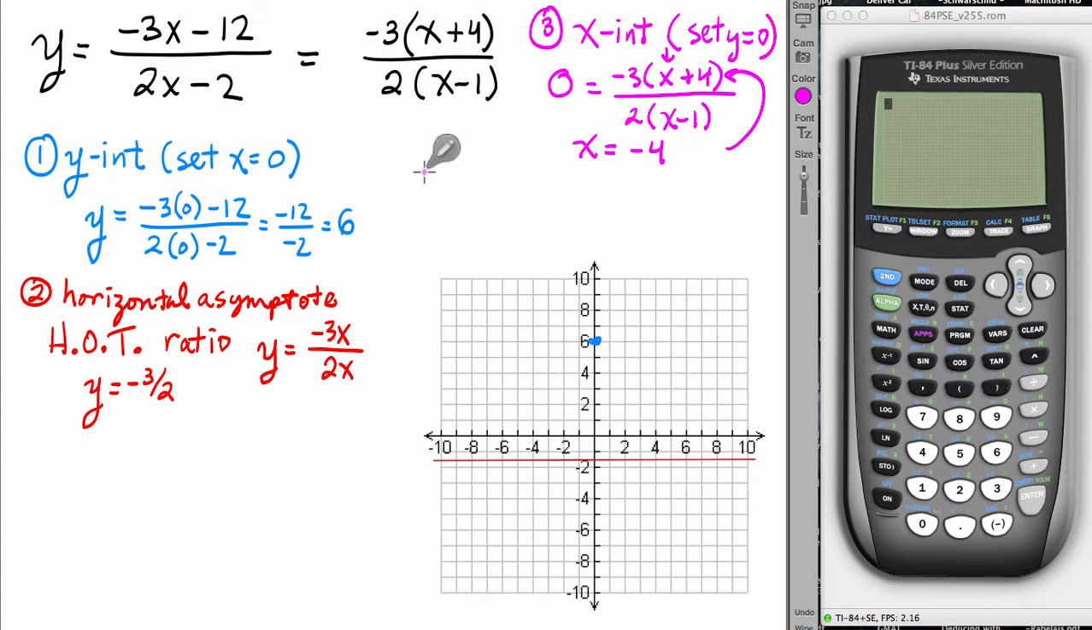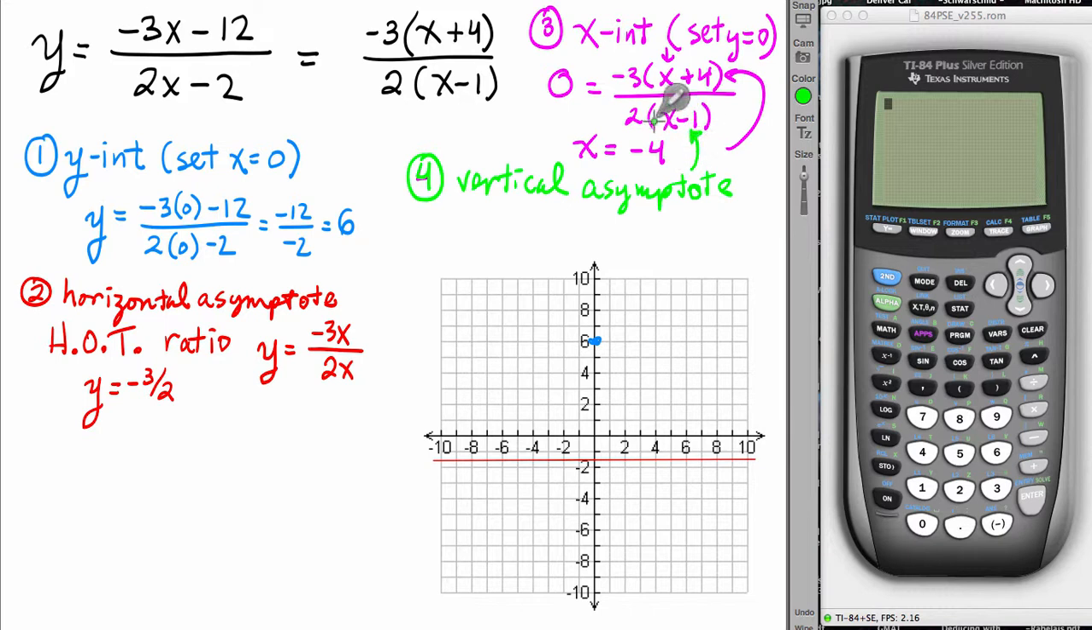And let's move on to another feature. Put this in green. Feature number 4 is called a vertical asymptote. And this particular function has a vertical asymptote, as will any rational function that has part of its denominator which can potentially be 0.